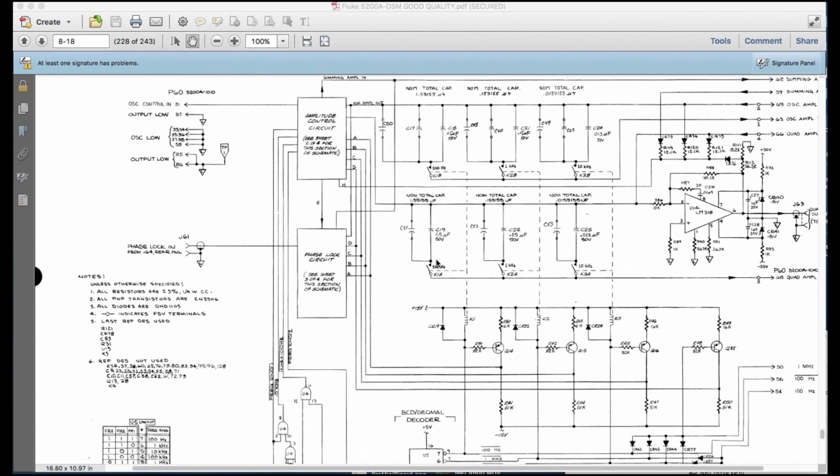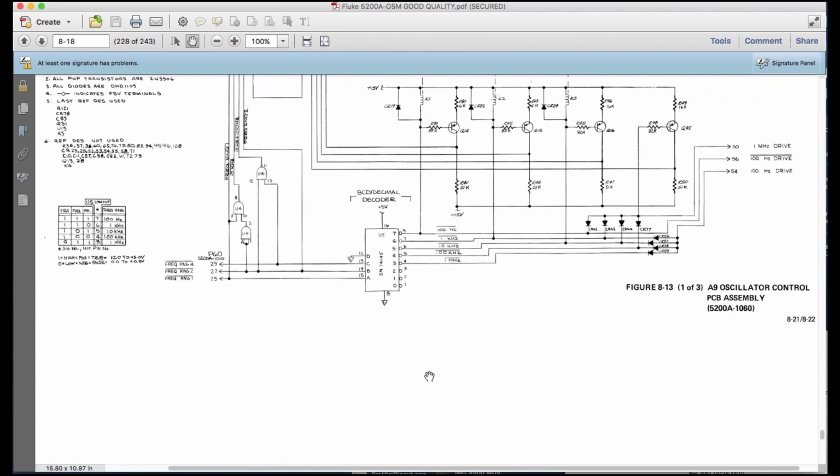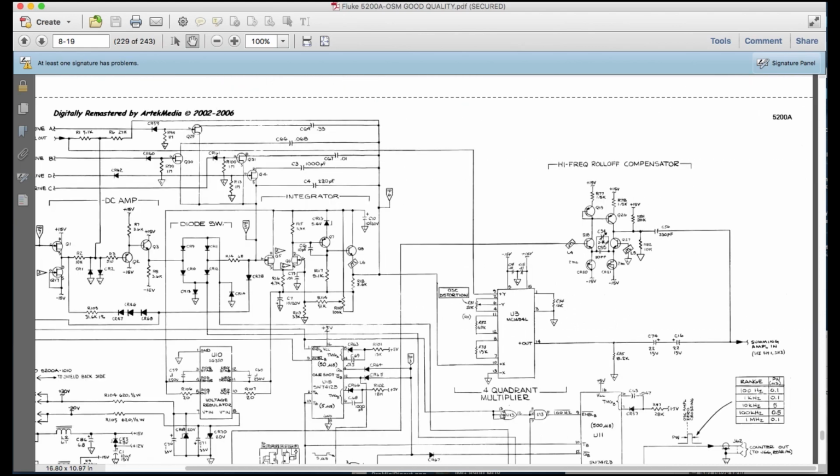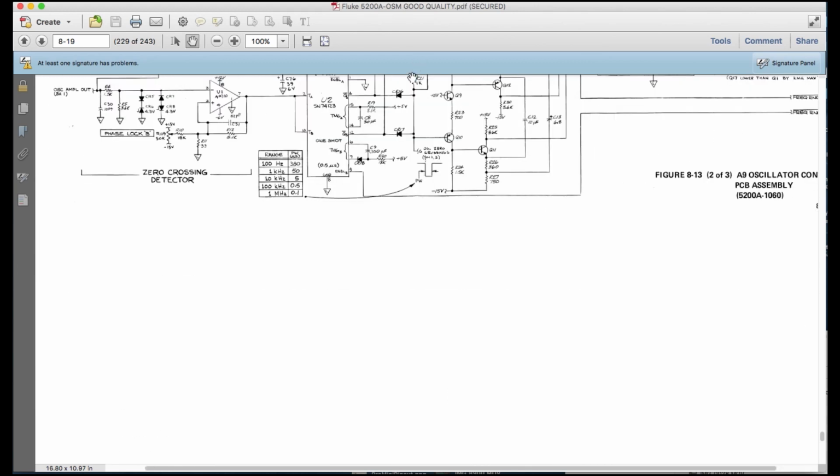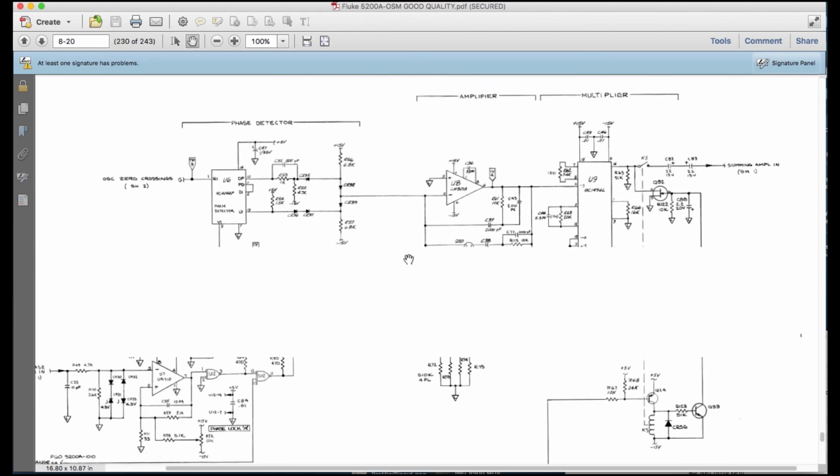Okay, so back to where I was, which is looking at this phase lock circuit and the amplitude control circuit just here. All right. Now I'm going to look at the phase lock circuit first because that's a simpler one to look at. So let's scroll to the correct page. It's the second page, not the first one.